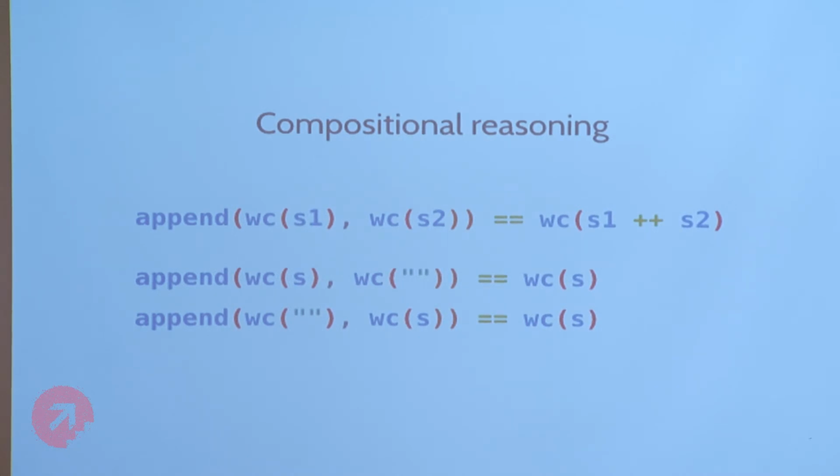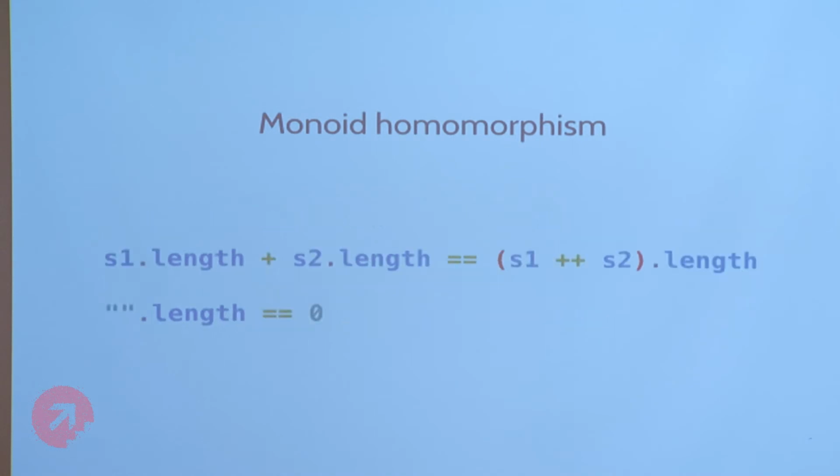So when we say compositional reasoning, we usually actually mean homomorphism, which is the category theory term for this kind of property. So this is an example of a monoid homomorphism. Homo means same, and morph means form. So it preserves the form of the monoid. So we're in the string monoid, and we're going to the word count monoid, and we want to preserve this structure.